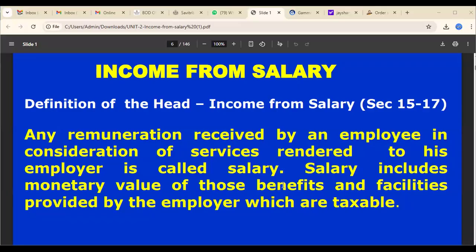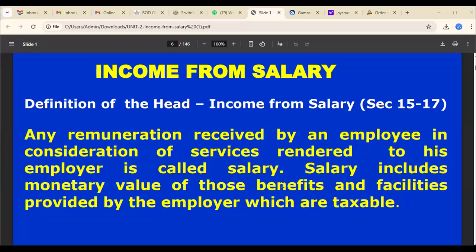So let's begin the numericals on income from salary. This is a very crucial chapter for calculation of taxation. We work out income from business and profession, then we talk about other incomes. And now we're talking about how to solve numericals on income from salary.